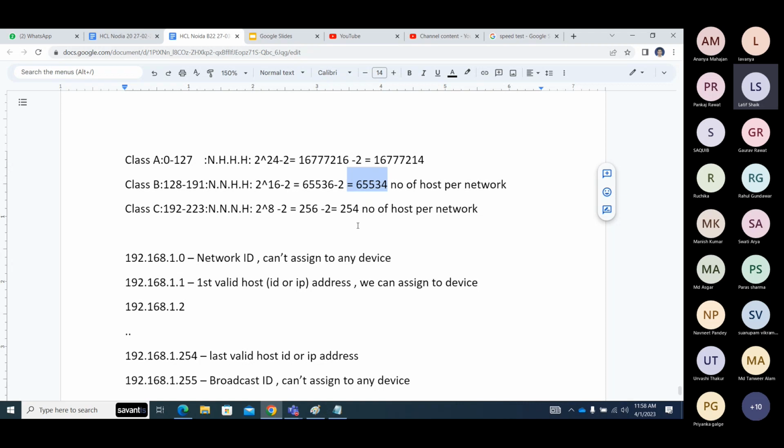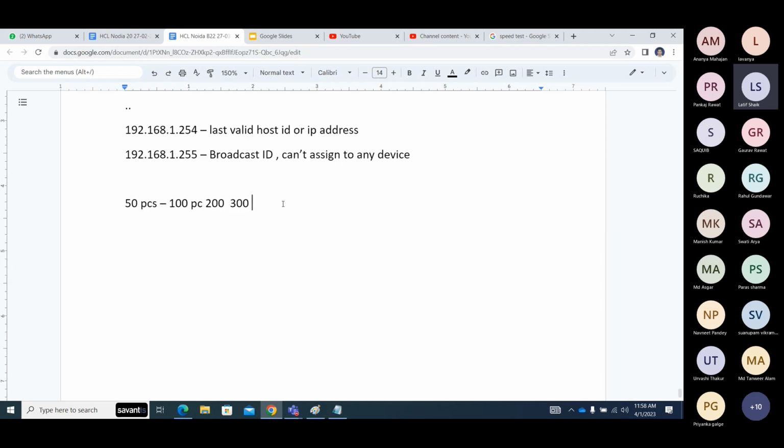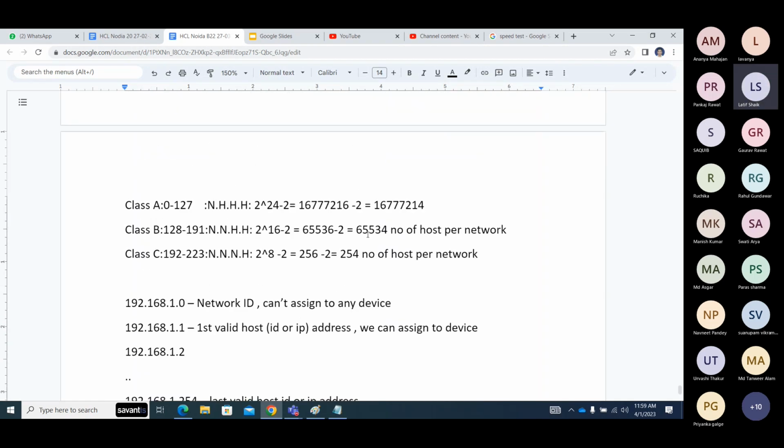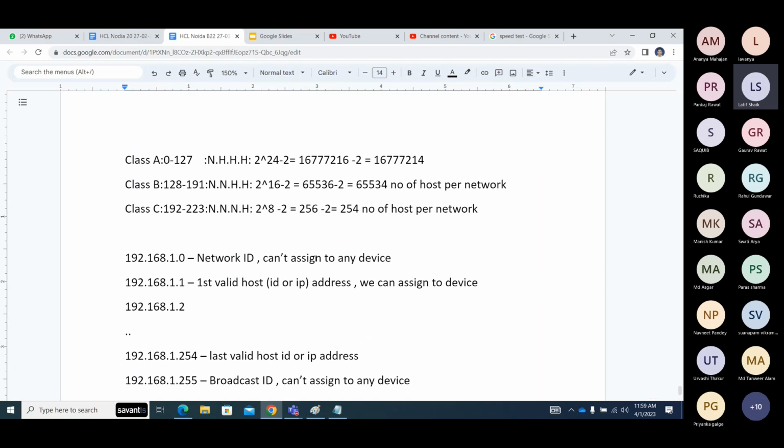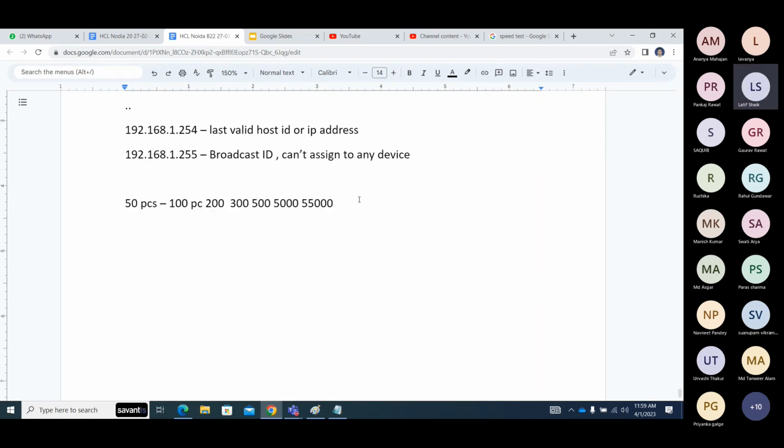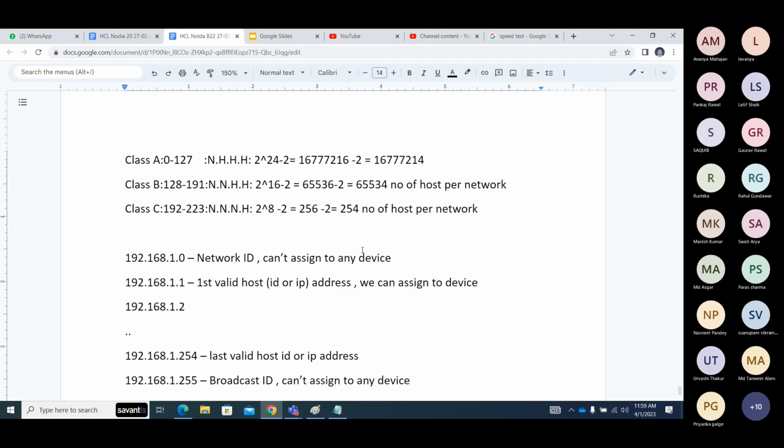In class B, we are getting 65,534 devices. For example, if your devices become 500, class B. If you become 5,000 devices, class B. If it becomes 55,000, still class B, because the higher range is 65,534. For example, if it becomes 70,000, it crosses 65,534, then I have to go to class A.